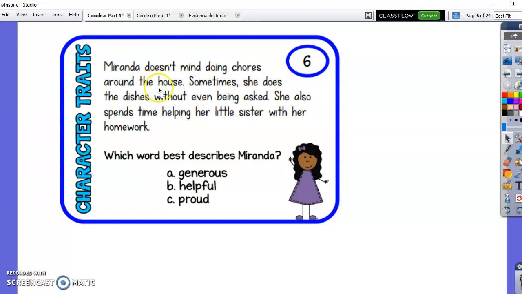She doesn't mind doing chores around the house. Sometimes she does dishes without even being asked. She also spends time helping her little sister with her homework. Helpful means someone who helps a lot. Generous could mean you're helping people out a lot or letting people borrow things or use things. So those are pretty close, but in this case, I'm definitely going to look at this word helping and answer helpful. She's helpful.